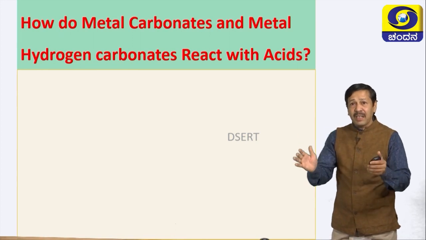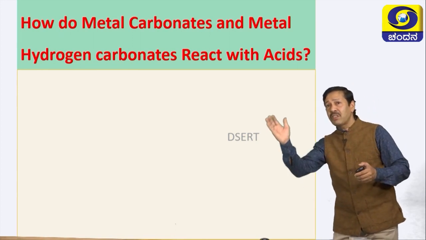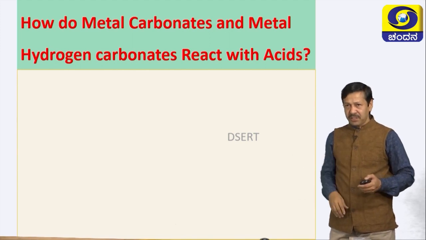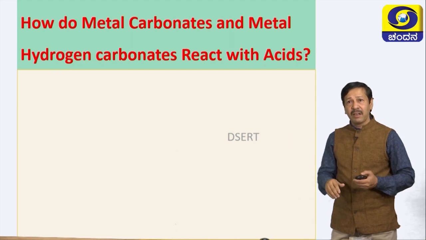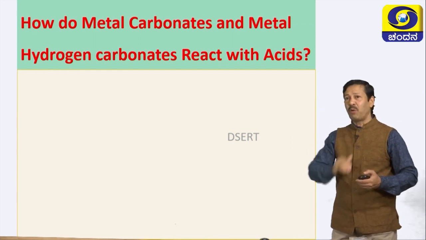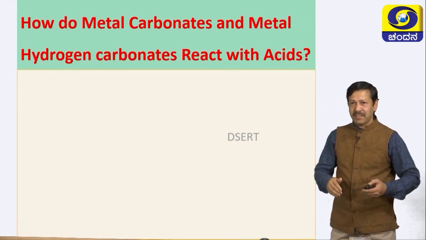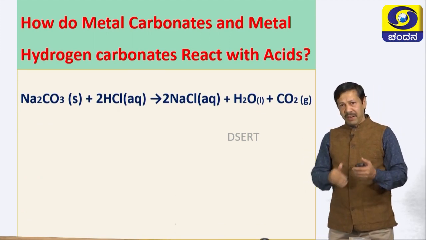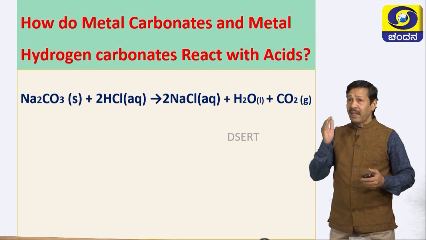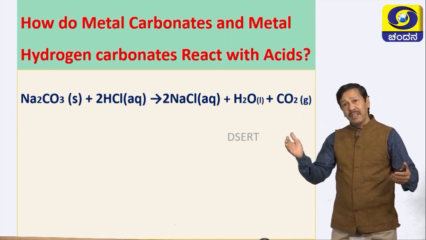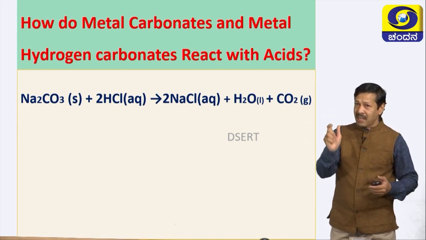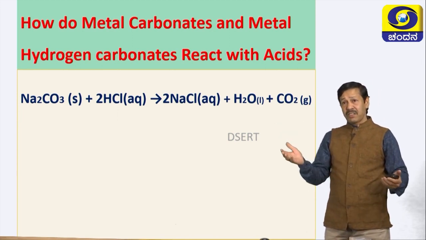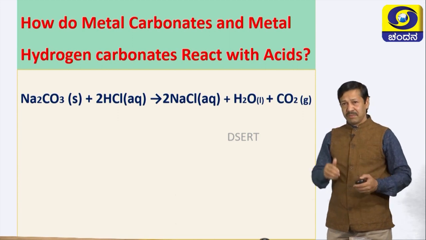How do metal carbonates and metal hydrogen carbonates react with acids? This is a very popular reaction. Probably you played with this while making a volcano. Let us see what that is. Sodium carbonate Na2CO3, when it reacts with an acid like HCl, vinegar or any kind of acid, produces a salt, water and carbon dioxide. Here you are seeing neutralization.